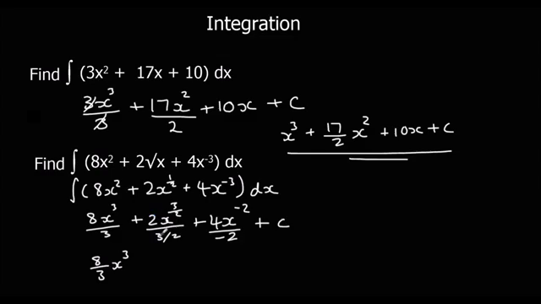We've got 2 divided by 3 over 2. It's the same as 2 times 2 over 3. Think of it as 2 over 1 times 2 over 3, which is 4 over 3. So 4 over 3, x to the power 3 over 2. 4 divided by 2 is 2. Positive divided by negative is a negative, so negative 2 x to the power of minus 2 plus c.